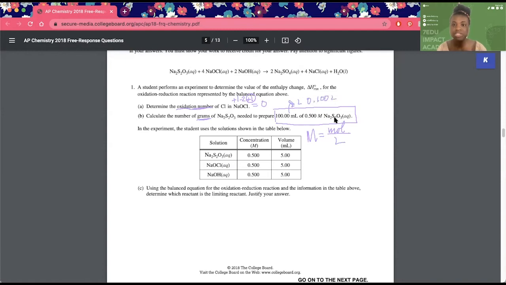So that would look like 0.100 liters, right? And then I would also need to consider the fact that I would need to rearrange this equation. So that would be moles is equal to the molar value times the volume. Okay, then I need to make sure that I turn that moles into grams, right, using dimensional analysis. So with that schematic, I should be able to get the answer.